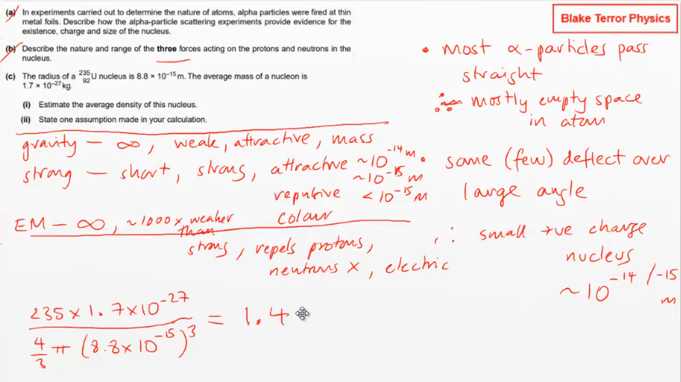1.40, I'll just leave that out, kilograms per meter cubed, because I can't really put the 0 in, we're only to 2 significant figures on the input data. Is that everything? Oh no, we have got one last bit. State one assumption made in your calculation. I suppose they're not perfect spheres, so we've assumed that they're perfect spheres. Otherwise, you've got a problem.